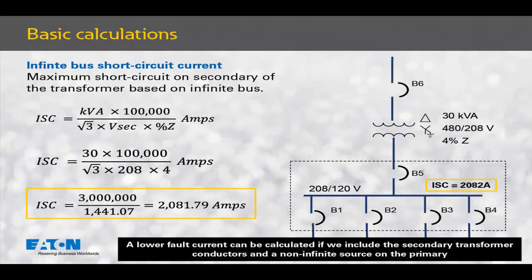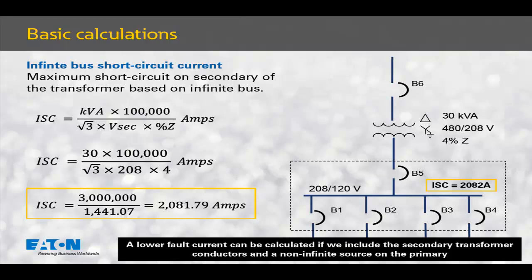The next calculation we need to make is the short circuit current on the secondary of this transformer. We'll put our math together and calculate the infinite bus short circuit current on the secondary of this transformer. Per the equations that you see here, our current is 2082 amps. Remember, this is based on a 30 kVA transformer with 4% impedance. If you change those two parameters, the numbers will be different. 2082 amps is the number that we'll selectively coordinate to for this example.